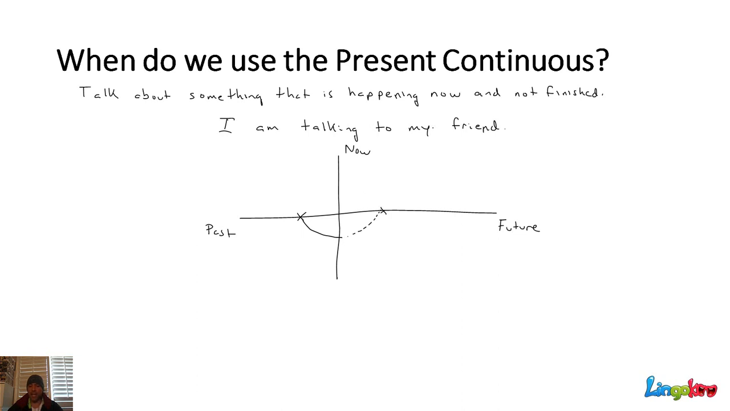and I say I am talking to my friend, if right now the time is 6 p.m., this means that maybe I started talking to my friend at 5:55 p.m. So it was a little bit before. And maybe I'm going to finish in 10 more minutes. So at 6:10 p.m., I'm going to finish talking to my friend.